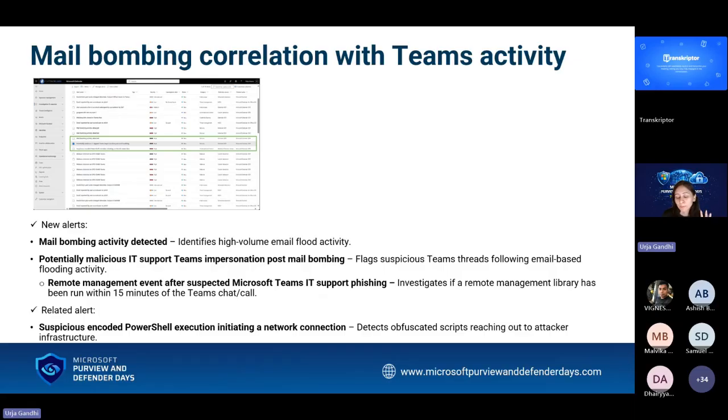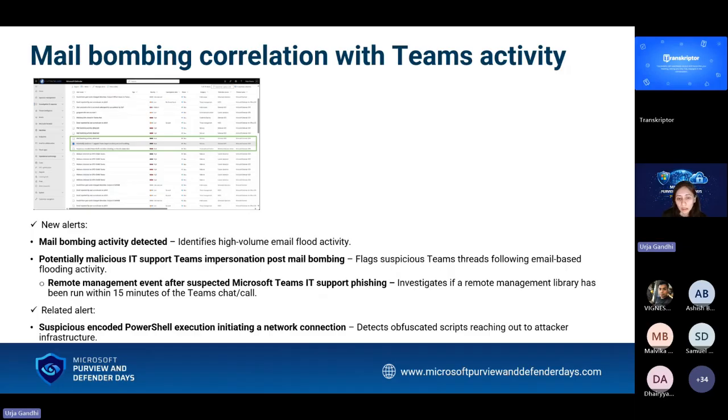There is another alert which is not very specific to mail bombing, but in the context of that entire hybrid mixed mode attack that we talked about, the complexity of all these steps, there is one more alert I wanted to highlight to you all. It's suspicious encoded PowerShell execution initiating a network connection. Whenever there are, let's say, some obfuscated scripts reaching out to attacker infrastructure, it detects and this alert gets fired.